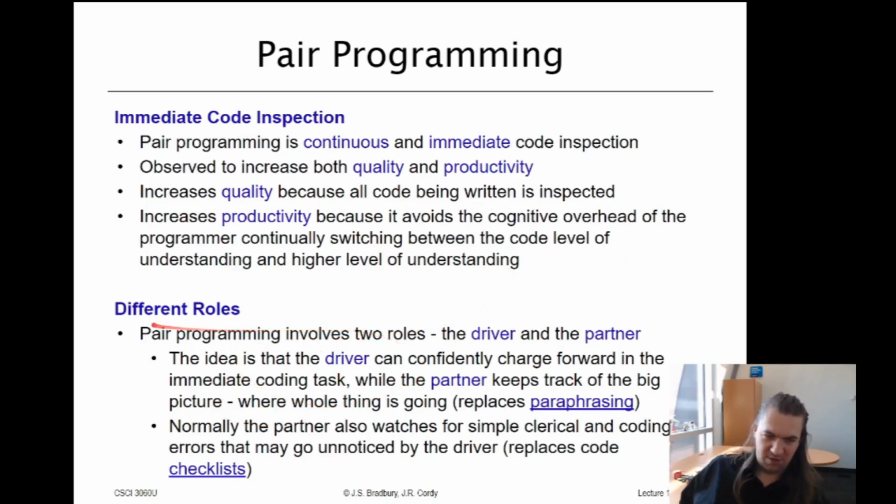Yeah, so here's, I guess, the two roles. They say driver partner. I've heard driver navigator. The terms are less important. Always one person is coding. They're doing the immediate coding task. The other person is thinking about things. So this replaces paraphrasing because they're just thinking in their head, here's how the code will work. And the partner / navigator will look for any errors that are going along. And so you don't need to use a checklist because you have the person to be your checklist for you, which is kind of handy.